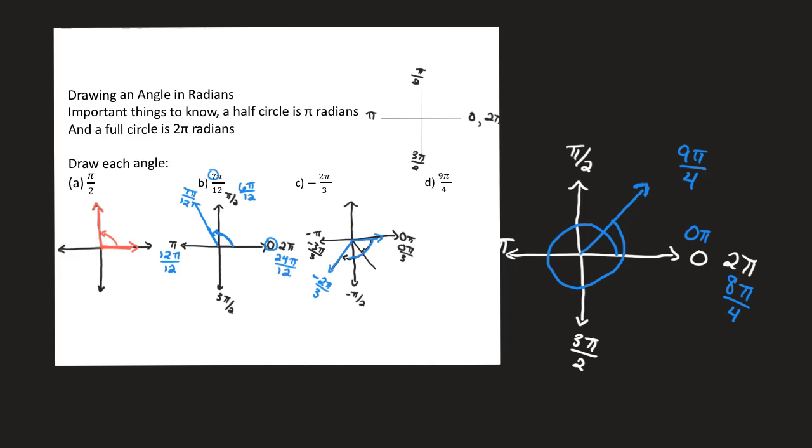Okay, I set up my axes. 9 pi over 4 is a fourth over 2 pi, right? So 2 pi is 8/4. So the 2 pi is a full circle, and then I had to go a fourth of the way past that 8/4. So this is over a full circle, and then it's in that quadrant 1.